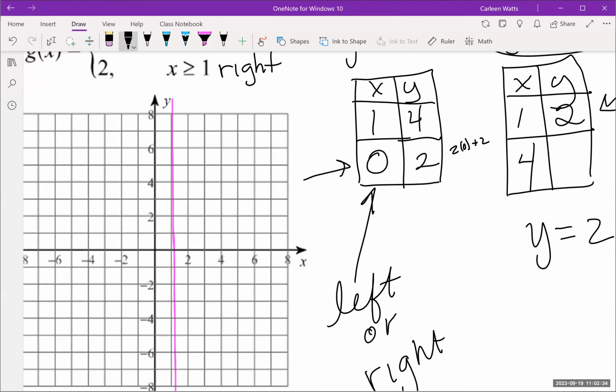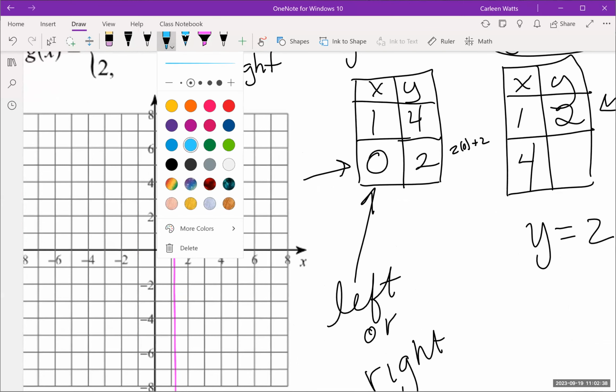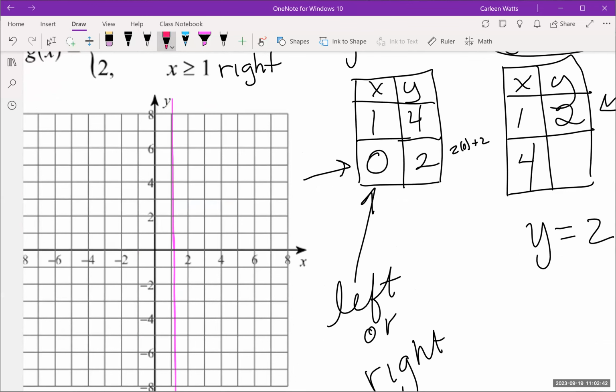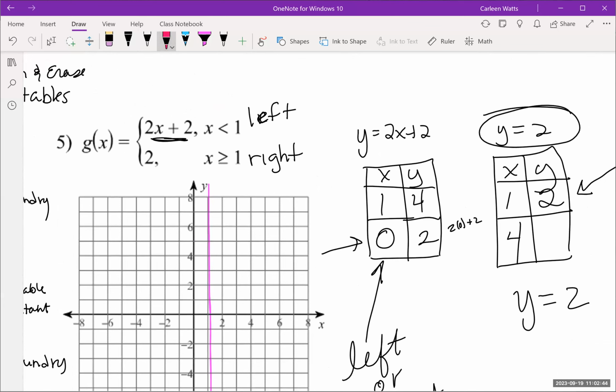Okay, so let's plug those in pink. So this is going to be to the left. It is red. Anyway, this is going to be to the left. So 1, 4. I don't know what this open circle or closed circle yet. And 0, 2.